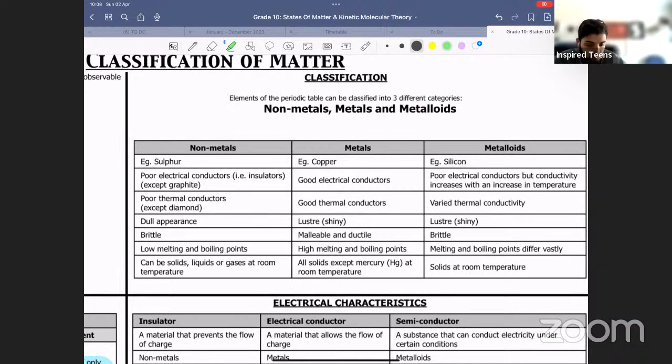The elements of the periodic table can be classified into three different categories: non-metals, metals, and metalloids. So the non-metals, an example is sulfur. The metals, an example is copper. The metalloids, an example is silicon.